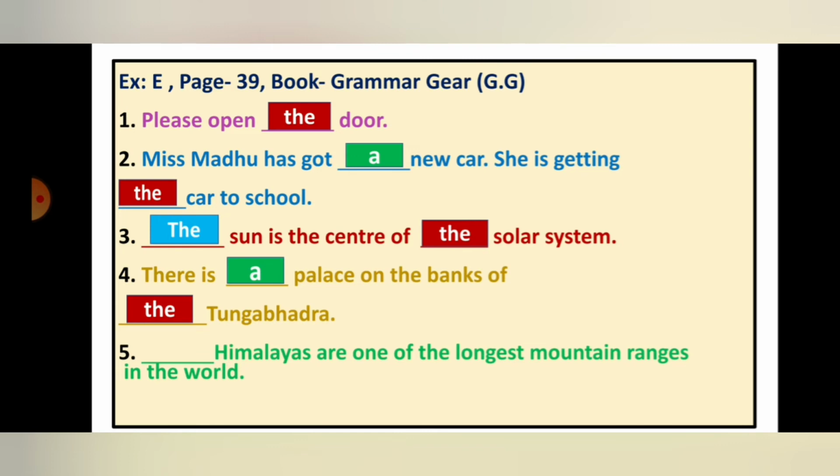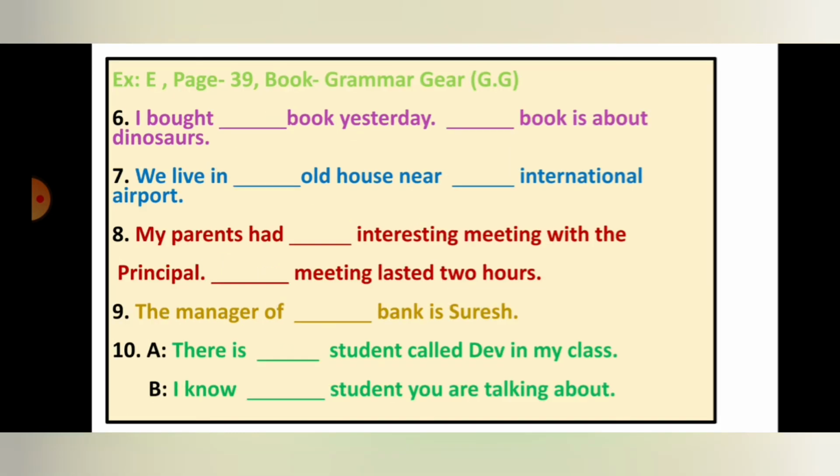Okay. Now number 5. Dash Himalayas are one of the longest mountain ranges in the world. Himalayas, we already have learned that this is the name of a mountain range. So before a mountain range's name we all know that we have to use again the. And I hope you are also writing all the answers by yourself in the book before my telling.